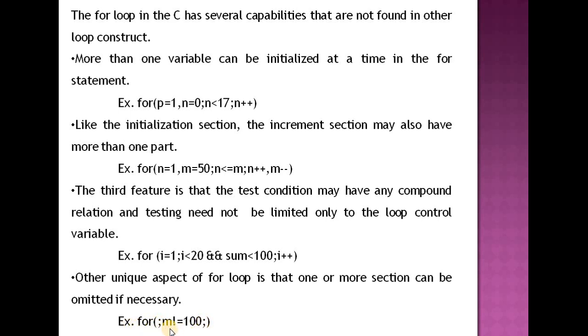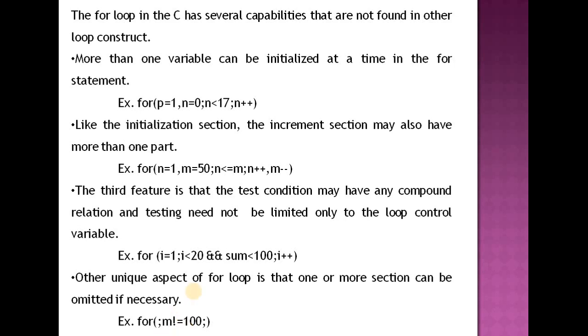So you can see in this example, we have only given the test condition. Initialization has been cancelled and increment is also cancelled. We have used only the test condition. Remember that test condition is important to write, because on this test condition only we are going to decide how many times the loop is going to be executed. So we cannot omit the test condition.